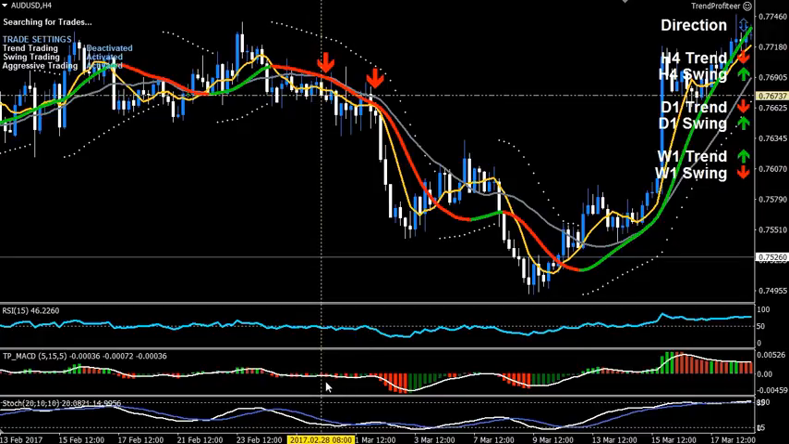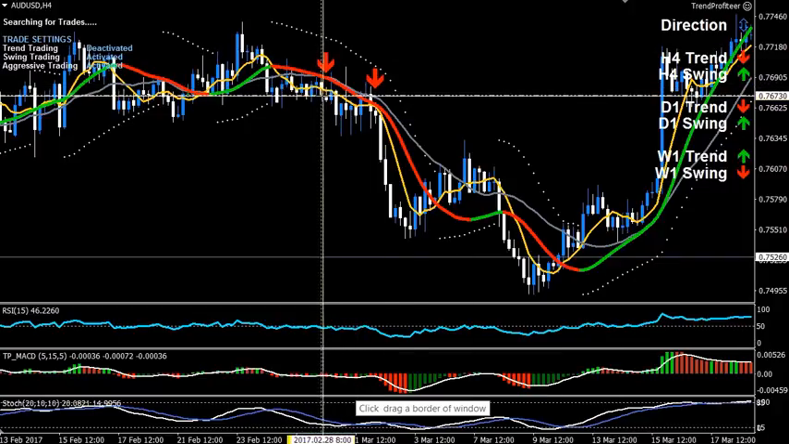And with the MACD, we need at least 2 consecutive green bars. We have 2 in this case, followed by a red histogram bar that is below the 0 line. Now, it doesn't need to be below the signal line, as long as it's red and below the 0 line. And that's all we need to look for in a swing trade.